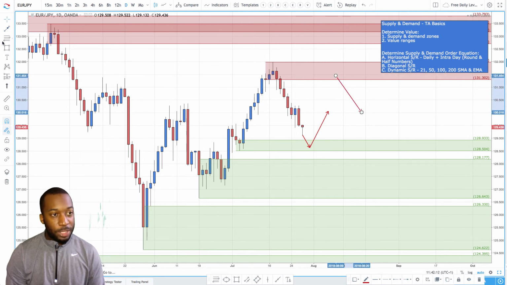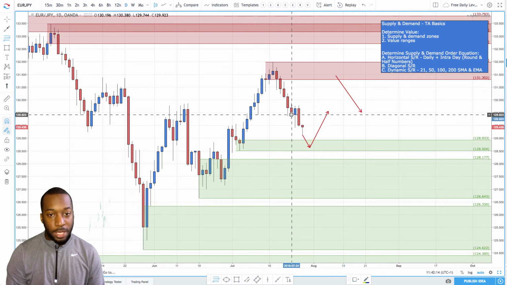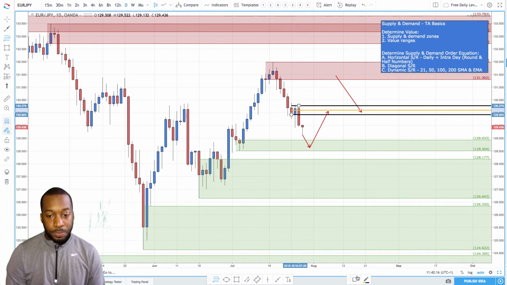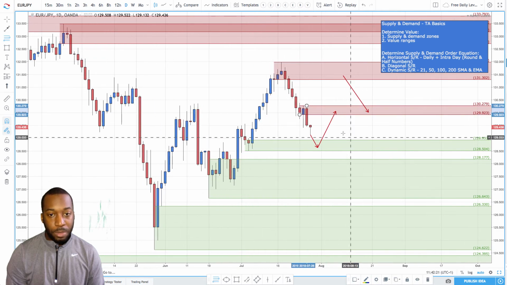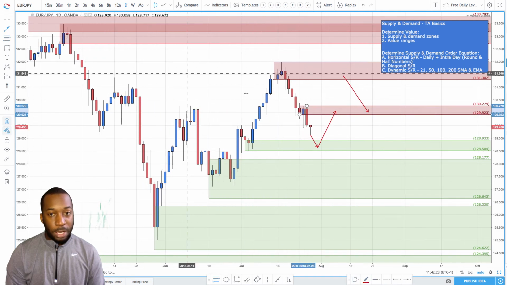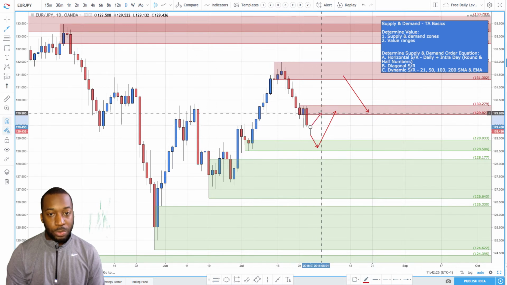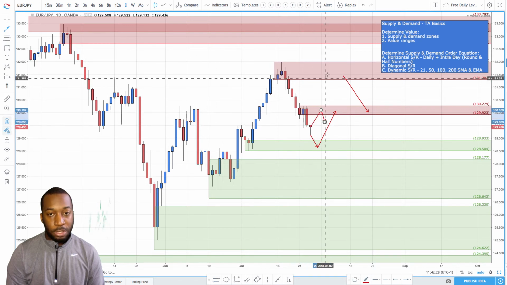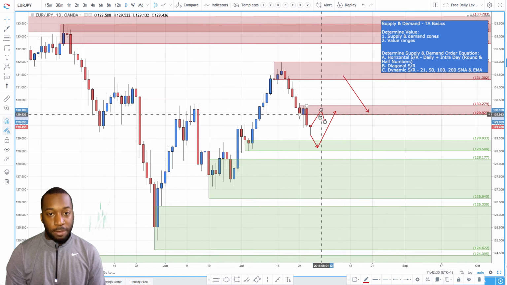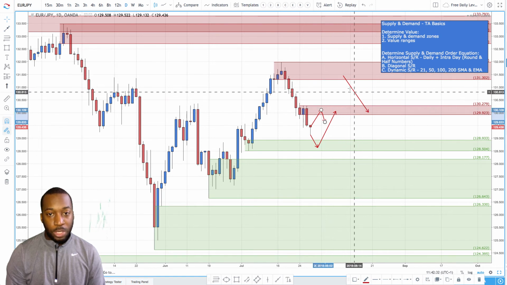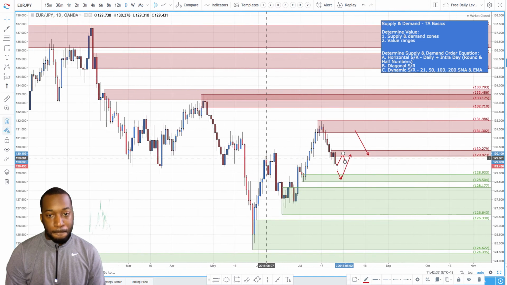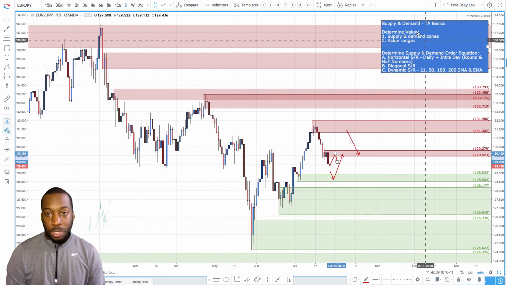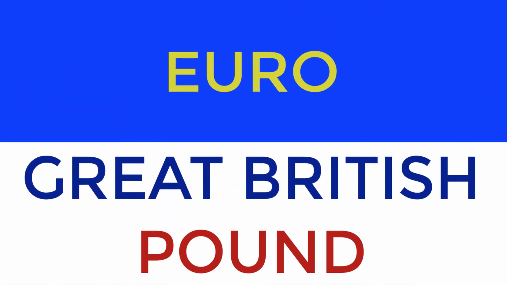And we do have a supply zone because we did make a lower low. Supply zone right here. So if we do have prices come back up to here, this would be your first area. Matter of fact, not this area here, but if we do break through, then that's going to be your second area to try and get short. And again, just go through your supply and demand technical analysis basics.